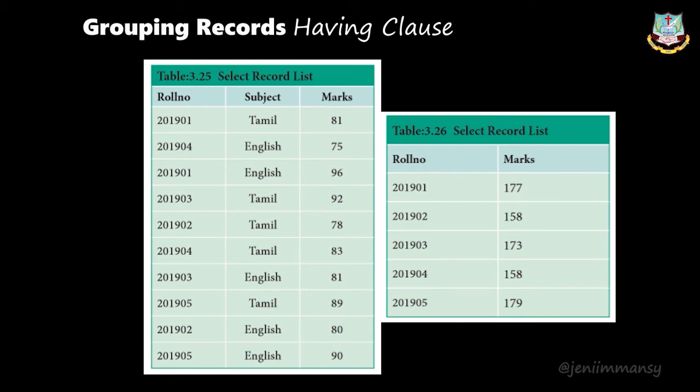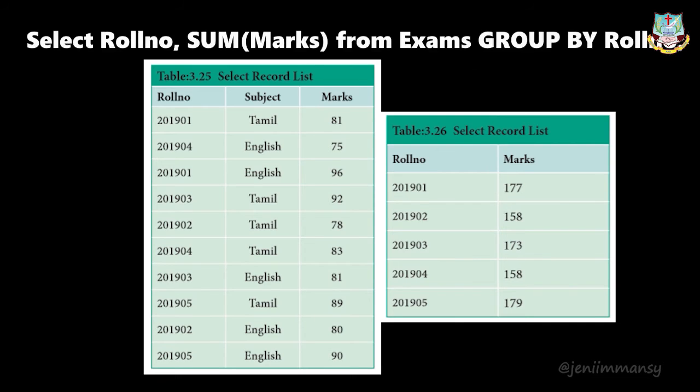Using the group by command, now we are going to group this. Okay, the roll numbers are grouped and the marks are added up against the roll number with sum of marks, right? Here if you see, now we are going to give select roll number, comma, sum of marks, sum, and in the bracket we have to give marks from exams group by roll number. That means we'll get the roll number in ascending order, and it will be grouped there. And for one roll number the marks will be summed.